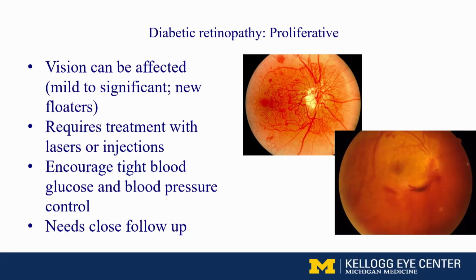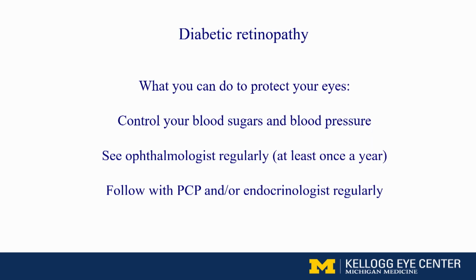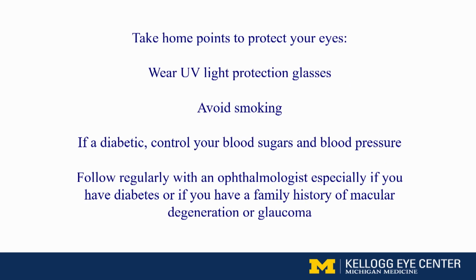This is proliferative diabetic retinopathy, so this is vision threatening, and it can cause mild to significant vision loss. It does require treatment, again, sometimes with lasers or injections, and these patients would need very close follow-up to ensure that they don't have permanent vision loss. So what you can do to protect your eyes, again, is control blood sugar and blood pressure, see your ophthalmologist regularly, at least yearly, unless they say come more frequently, and follow with your primary care physician or an endocrinologist regularly for blood sugar, blood pressure control.